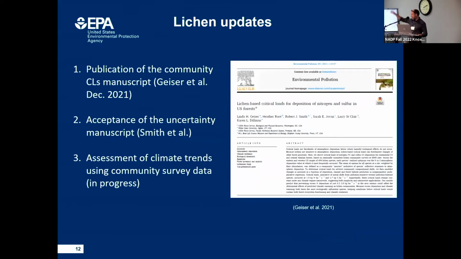Some of the lichen updates from Linda Geiser. You all know Linda. Publication of the community composition manuscript came out late last year, and I think the uncertainty manuscript is either accepted or published. It's out, okay. So there's a kind of parallel effort to assess the uncertainty of the lichen critical loads that has just come out, led by Rob Smith. And then some newer work to basically extend into the climate space, which we're doing with the trees as well, to look at what climate thresholds can you detect using these similar analytical techniques.